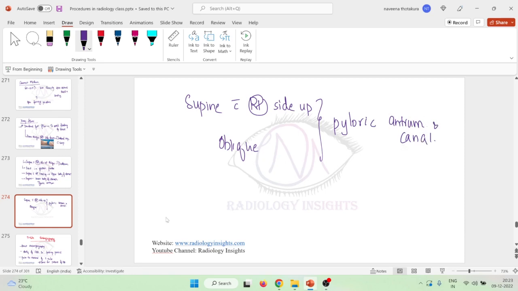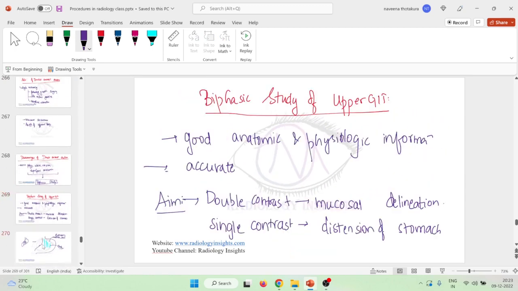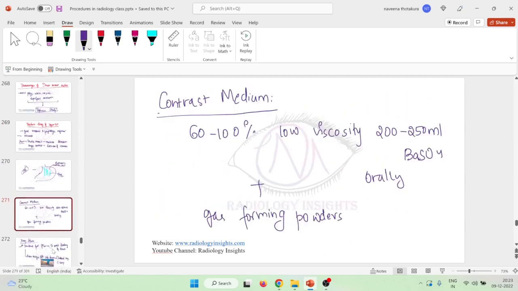This biphasic examination should be done quickly without wasting time. This is one important thing, because more and more gas and barium may be required for doing this biphasic contrast study of the upper GIT.